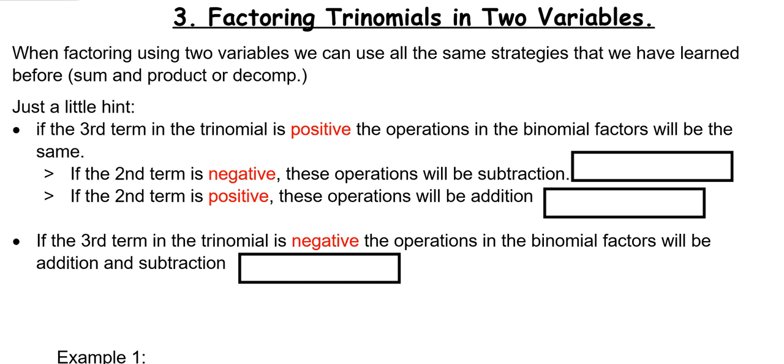Today's lesson is going to be on factoring trinomials in two variables. When we factor using two variables, we can use all the same strategies we've learned before: sum and product, decomp, box method, GCF, whichever one you choose, or whichever one fits the trinomial best.